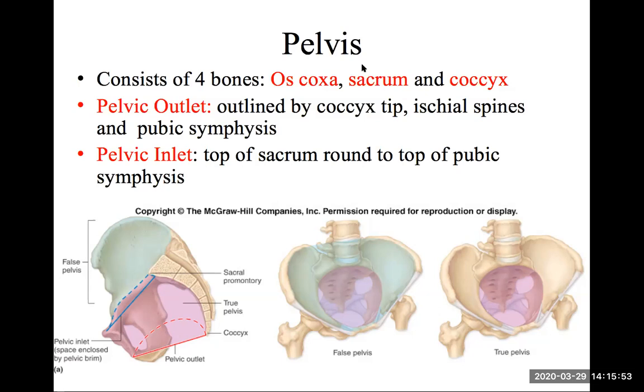The pelvis is made up of 4 bones, the left and right os coxa, but in addition, we include the sacrum and the coccyx. So the sacrum is the large bone, here it's shown from a mid-sagittal view, the large bone that articulates with, in this case, the right os coxa. And then the coccyx is the inferior-most part of the vertebral column.